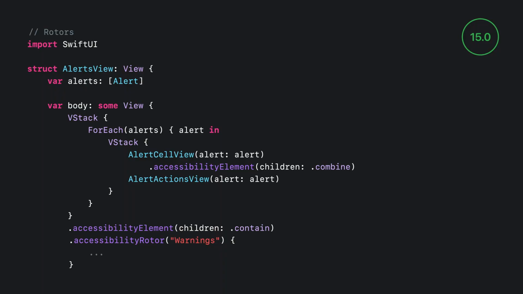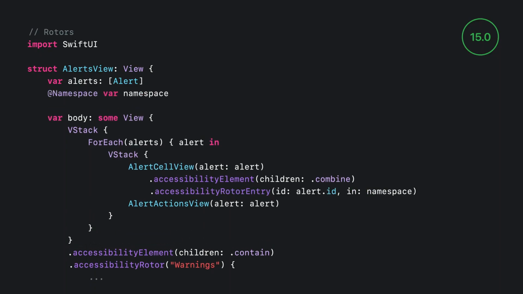In this case, the VStack is now the root view of our ForEach, and it's the VStack which will be given the identity of the alert. So to include the alert cell view in our warnings rotor, we will need to explicitly mark it as a rotor entry. We can do that with the accessibility rotor entry modifier. This modifier requires a namespace and an ID, which could be anything as long as they match the ID and namespace used to create the accessibility rotor entry.